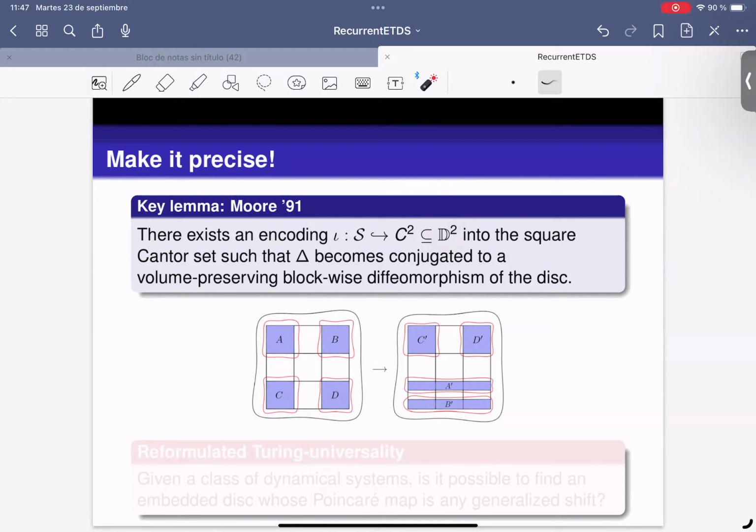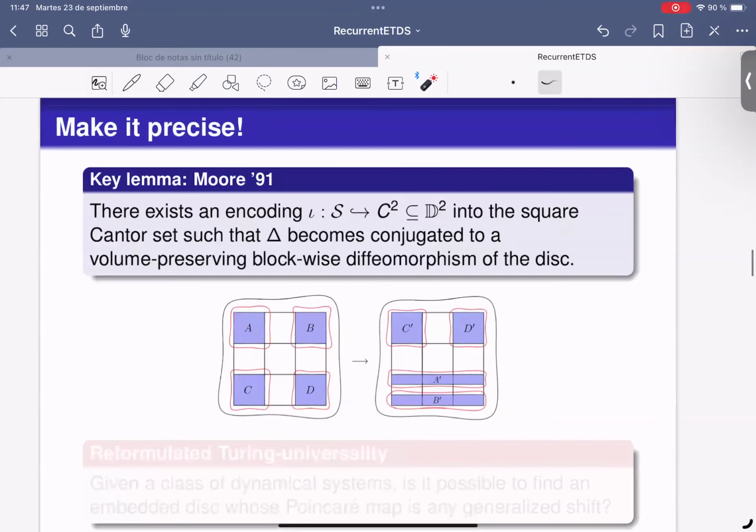And actually, Moore proved that you can extend this discrete dynamical system so that it becomes conjugated to a volume-preserving diffeomorphism of the disk that is actually very simple. I call them blockwise diffeomorphisms. The operation is the following. This corresponds to 4 blocks of the square Cantor set. Let's say these are the numbers that start with 0 in the binary expression, and these are the numbers that start with 1, in the x-axis, and the same happens in the y-axis.